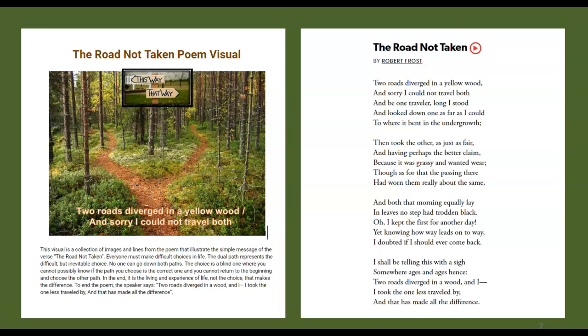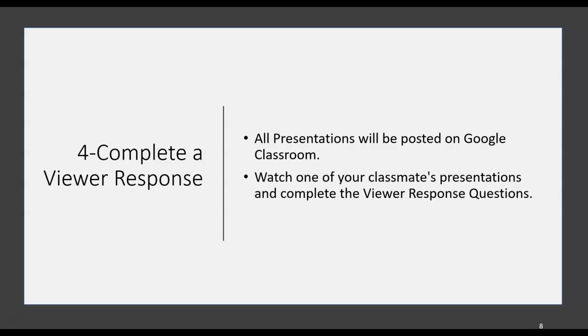You read the poem, and then you look at your image, and you talk about how your image relates to the poem. So this visual is a collection of images and lines from the poem that illustrate the simple message of the verse, The Road Not Taken. Everyone must make difficult choices in life. The dual path represents a difficult but inevitable choice. No one can go down both paths, and so on. So you would read your whole explanation of the visual, and you would read your poem.